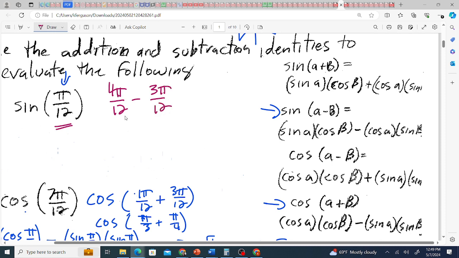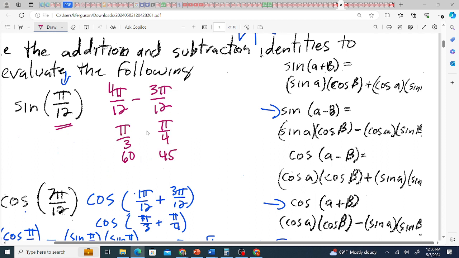4 pi over 12 minus 3 pi over 12. Now, the reason I chose those was because when I reduce 4 pi over 12, if I divide by 4 on top and bottom, I get pi over 3. Pi over 3 is 60 degrees. If I take 3 pi over 12 and I reduce that, dividing on top and bottom by 3, I get pi over 4. That's 45 degrees.